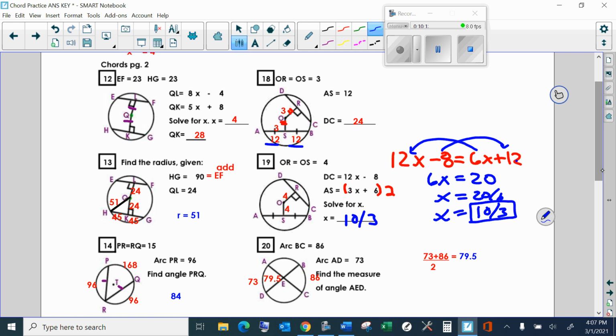13, find the radius given. We have HG is 90. Since it's a perpendicular here, it has a perpendicular bisector, so 45 and 45. QL is 24. I've had to add on EF is also 90, so that means these chords are equal length, so they have to be equidistant from the center. So if QL is 24, then QK also has to be 24.